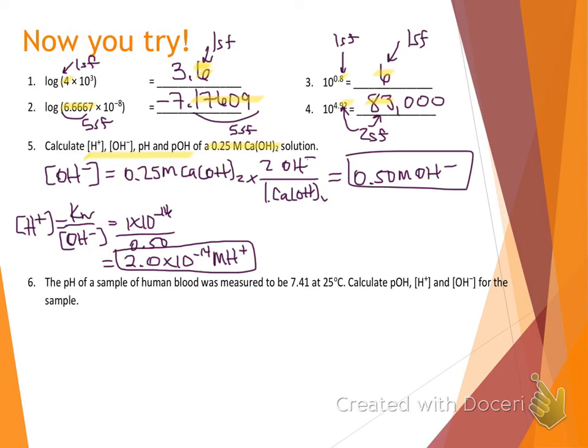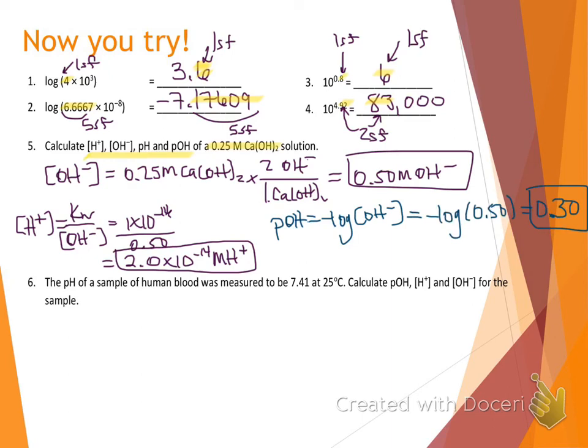Lastly, we want to calculate our pH and pOH. Remember that P stands for negative log, so pOH is a negative log of our OH minus concentration, which is going to give us 0.30. And that makes sense because whenever we have really low pOHs, that means we have lots and lots of OH minus. So then we can go and calculate our pH similarly, which is the negative log of that H plus ion concentration, and we get 13.70.